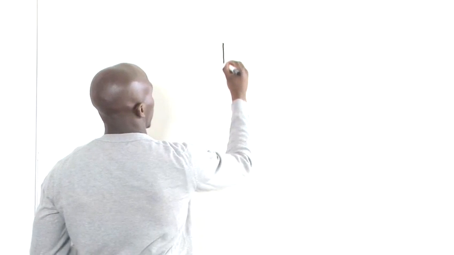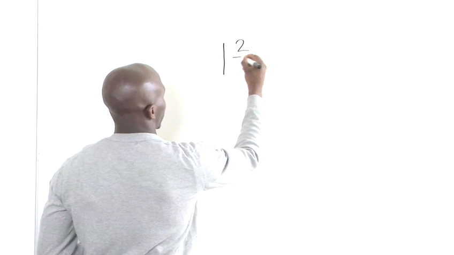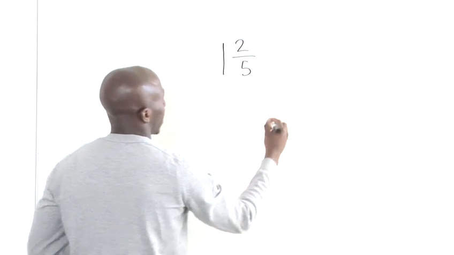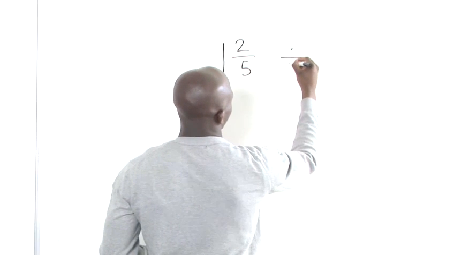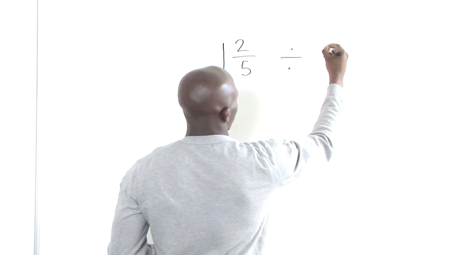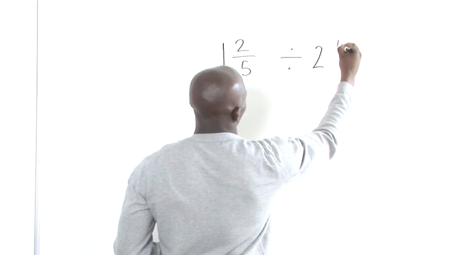Hi, I'm going to demonstrate how you divide mixed fractions. Mixed fractions are generally composed of an integer and a fraction part. So the two mixed fractions that we're going to use now are 1 and 2/5 divided by 2 and 1/3.